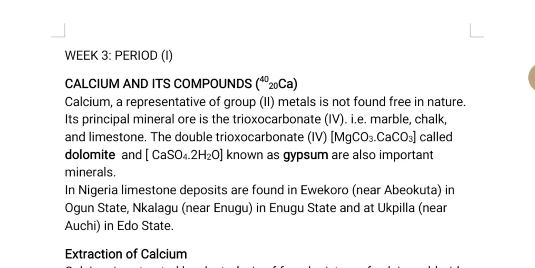Calcium, a representative of group 2 metals, is not found free in nature. Its principal mineral ore is the trioxocarbonate(IV), that is marble, chalk and limestone. The dolomite, the double trioxocarbonate(IV), MgCO3.CaCO3, called dolomite, and CaSO4.2H2O, known as gypsum, are also important minerals.